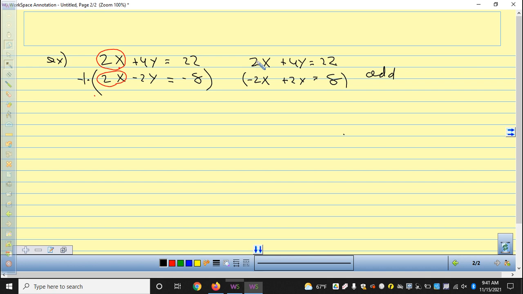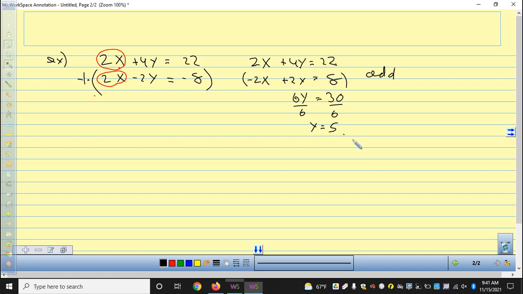When I add these two together now, 2x plus -2x, I get a 0. 4y plus 2y is 6y, and 22 plus 8 is 30. Divide by 6, and I get y equals 5.